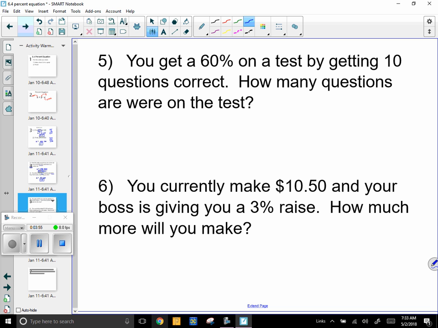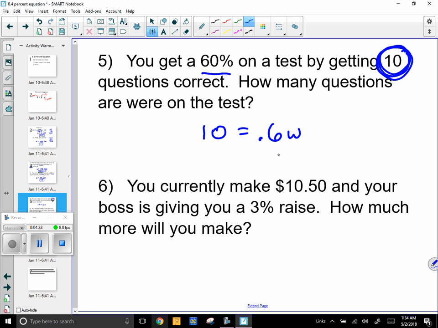You get a 60% on a test by getting 10 questions correct. How many questions were there on the test? Now, this one's a little bit harder. We got 60% on the test. We don't know how many total questions there were on the test. So we do know that we got parts. This part, that's the part we got right. So that is actually the A value. So you multiply 0.6 times some unknown amount. We'll call it W for whole. 0.6 times some total amount of questions would give us the 10 that we got right.